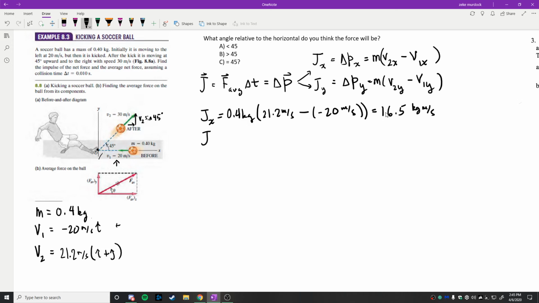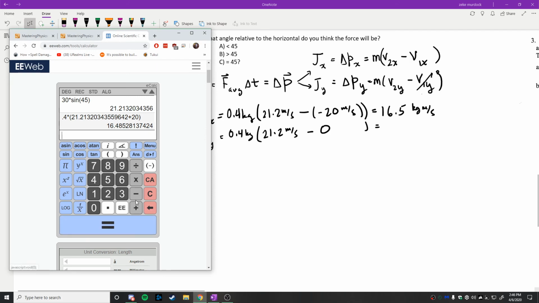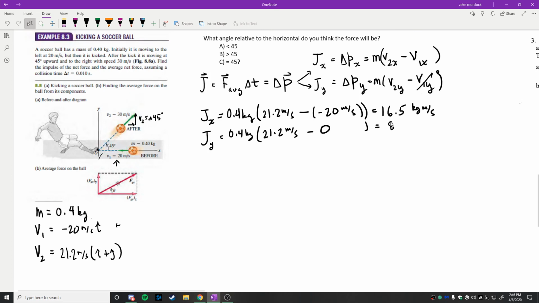And then we find the y component of the impulse. That's going to be 0.4 kilograms again. The y component in this case is 21.2 meters per second. And the y component initially, v1y, this term is 0. So that is going to be 0.4 times 21.2, so 8.5-ish. We'll put 8.49 kilogram meter per second. That's Jy.